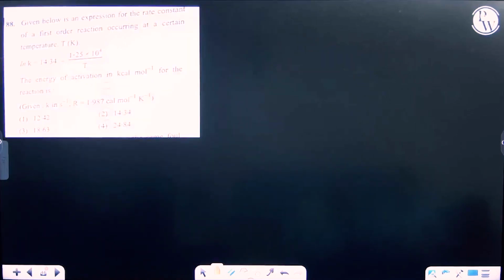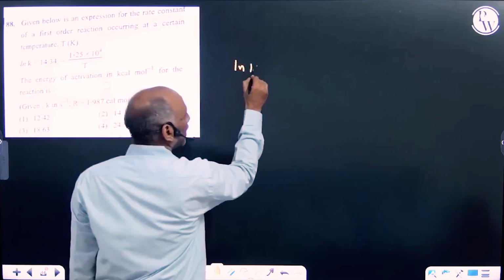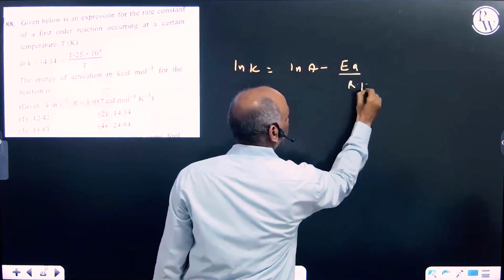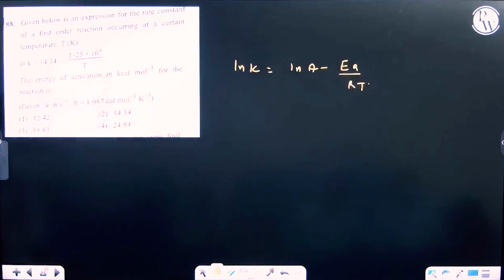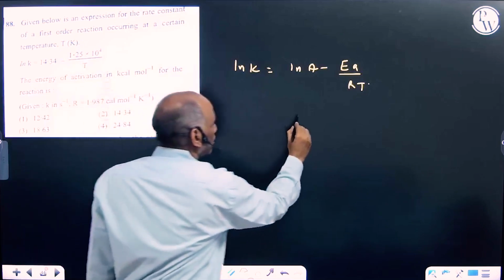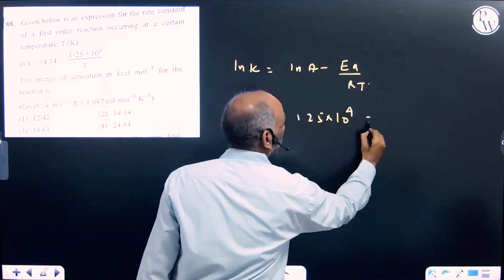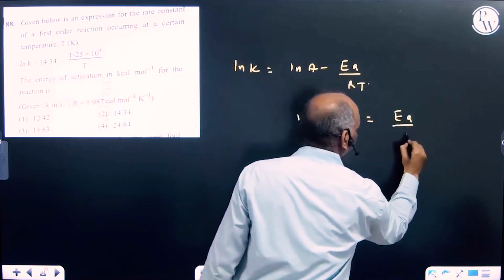So given below is an expression for the rate constant of a first order reaction. It is given as ln K. So you can write it as ln K equals ln A minus Ea by RT. So if you make a comparison of the identical terms, 1.25 into 10 power 4 is nothing but Ea by R.